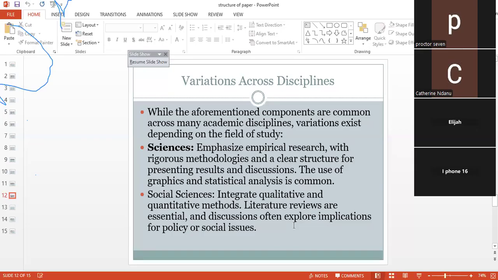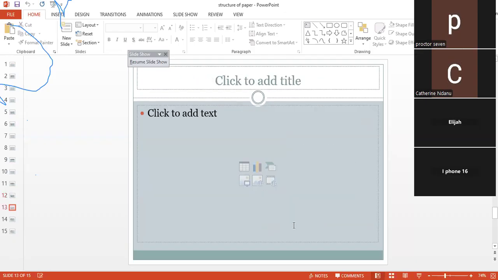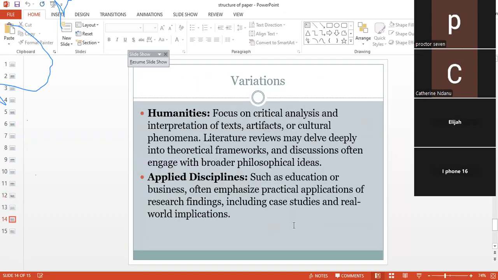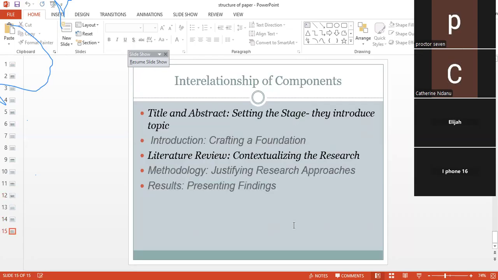And in fact, in the natural sciences, where most of you belong, do not use materials which are older than 5 years. When you are writing your term papers, always go for materials that are not older than 5 years. And the methodology must be stated clearly and with precision. So we have variations, and that is what I've just explained.